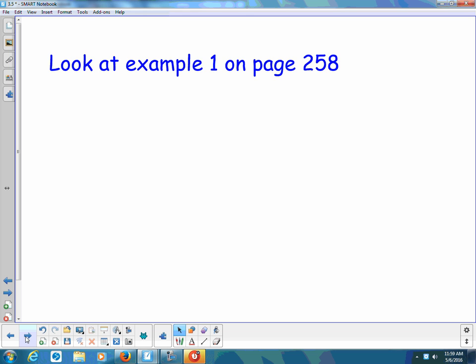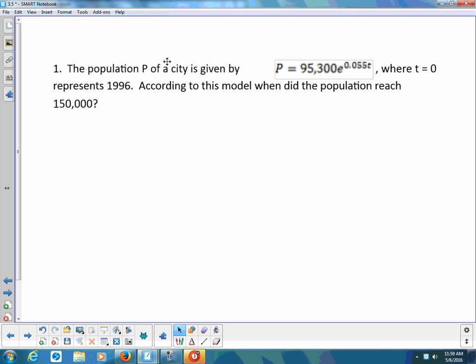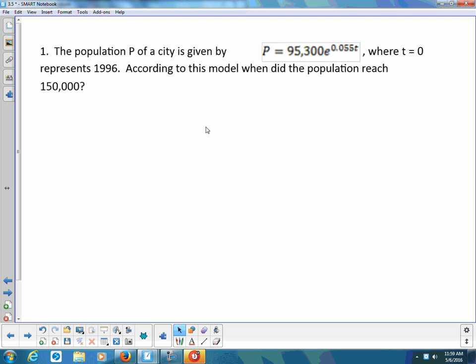Let's take a look at problem number 1 on your gift. It says the population P of a city is given by P equals 95,300 times e to the 0.055t, where t equals 0 represents 1996. According to this model, when did the population reach 150,000? So what are we going to do? We plug in 150,000 for P.